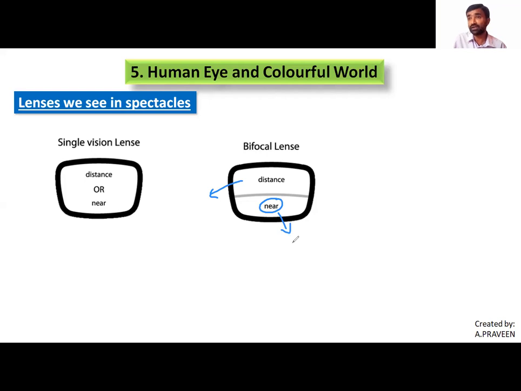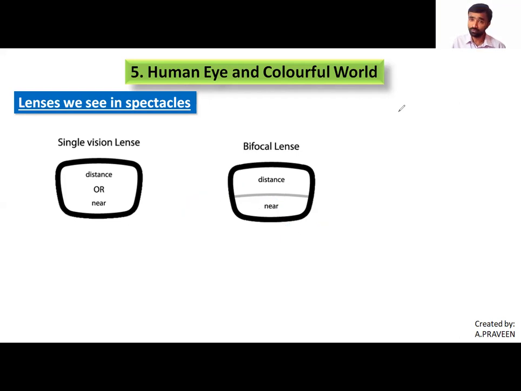To correct the near visibility defect, what type of lens can we use here? Double convex lens. What about to see the distant object? Concave lens we can use. So generally in a bifocal lens, the lower portion is the convex lens and the upper portion is the concave lens.